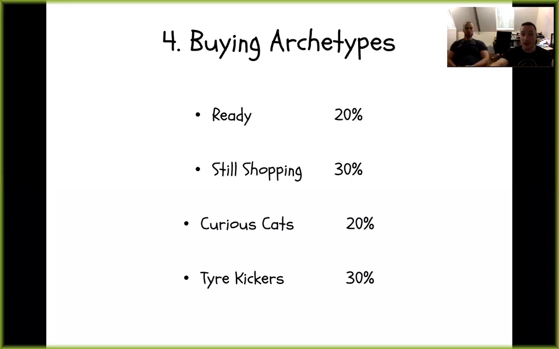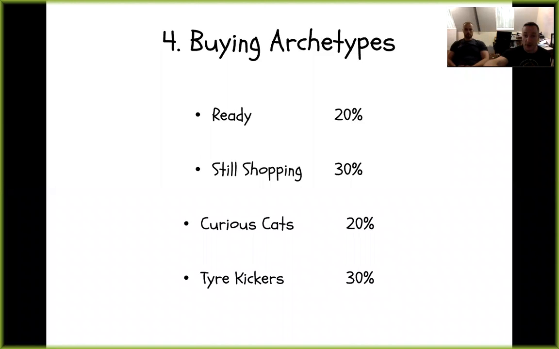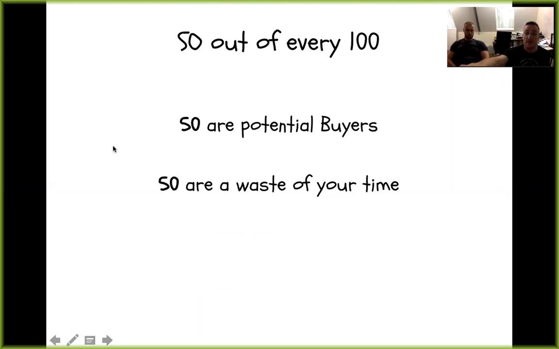So what we're talking about is, you need to be spending time with this 50%, because out of every 100 customers, let's just call it 100, 50 are potential buyers and 50 are a waste of your time. So these guys here, the curious cats and tire kickers, you want to weed these people out. You want to basically qualify them so that you do not spend any of your time with them, and you focus all your attention on these people here because they represent a proper prospect for your business.